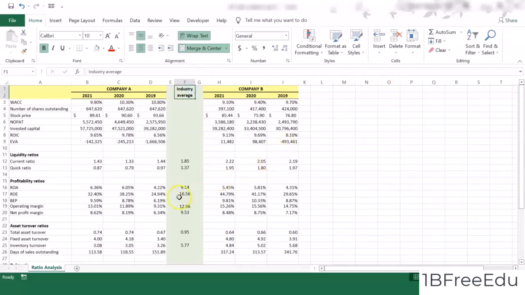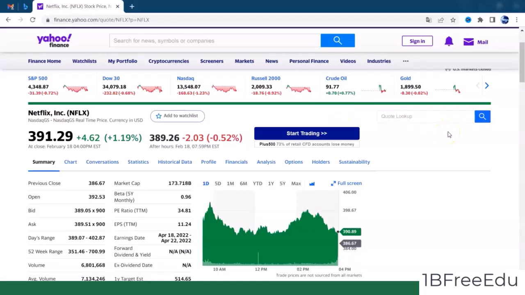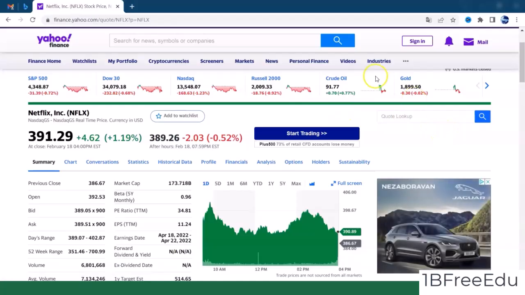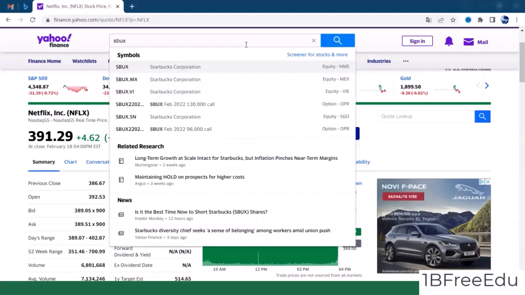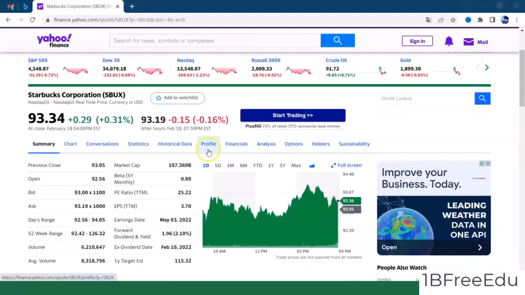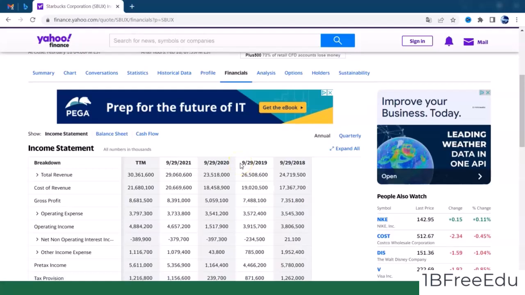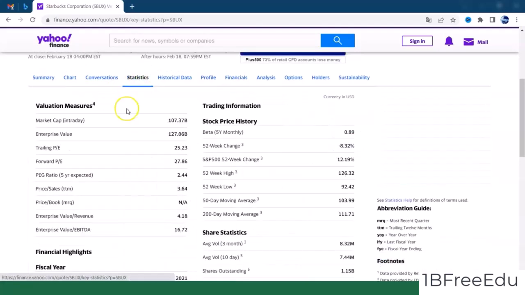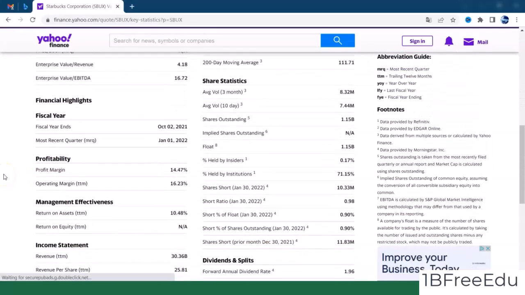When you don't want to calculate ratios on your own, just go on Yahoo Finance and type in any company that you want to analyze. Under Financials, you will find all the statements that you need to calculate your ratios. And under Statistics, you will find all the ratios that you need.